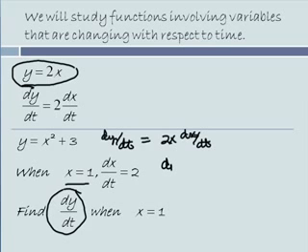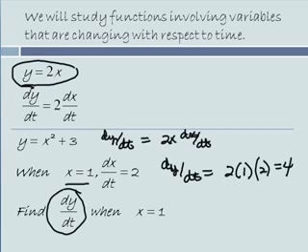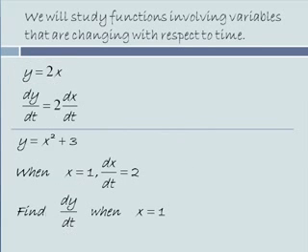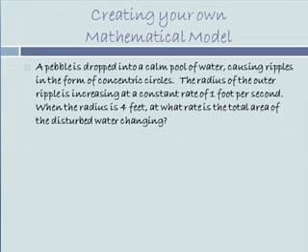So dy dt will equal 2, replace the x with 1, replace the dx dt with 2, and we get 4. All right, so that's kind of an example of what it looks like. So sometimes you're going to have to create your own model, or you're going to have to come up with your own equation. So here's an example of one of those.